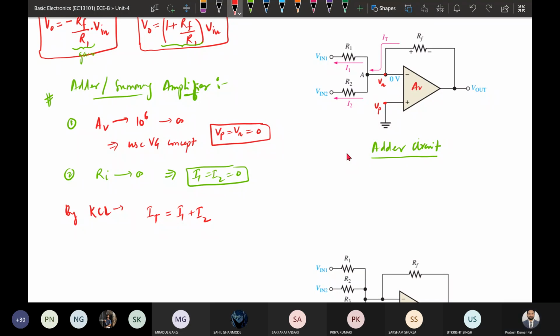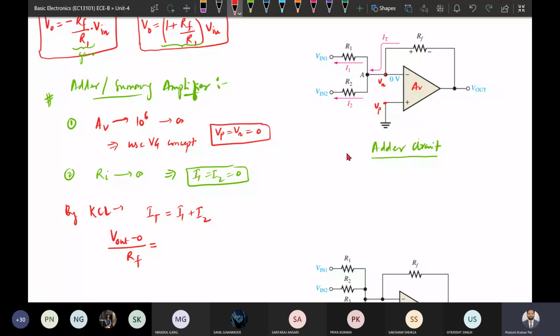IT is showing the current direction this way. That means from higher voltage to lower voltage, there is a potential difference, so current flow is there. So V out is at higher, and this Vn is at 0, that is lower. So the current IT will be given by V out minus 0 divided by the resistance, that is Rf, will be equal to I1. Now I1 we need to find out.